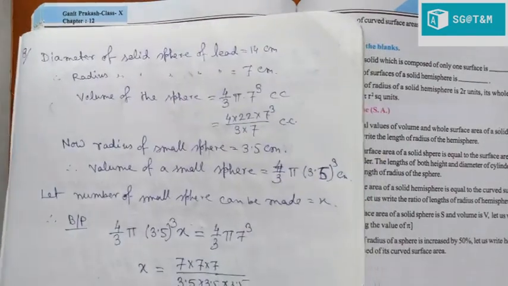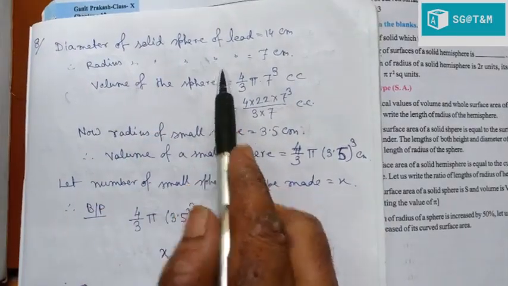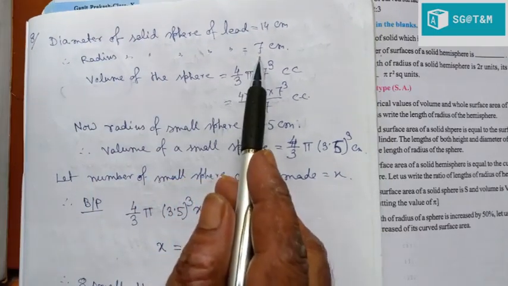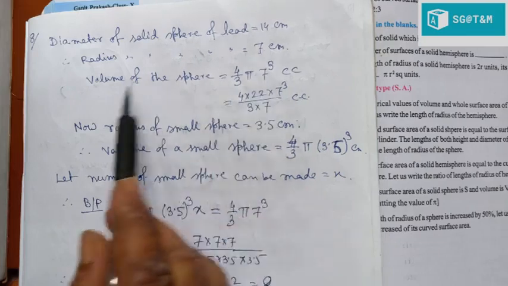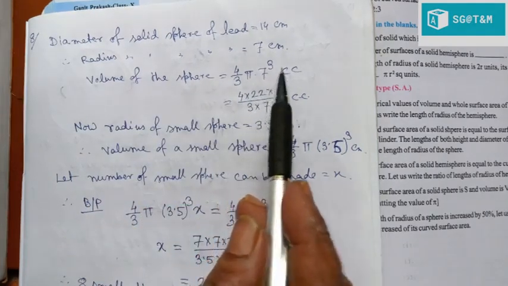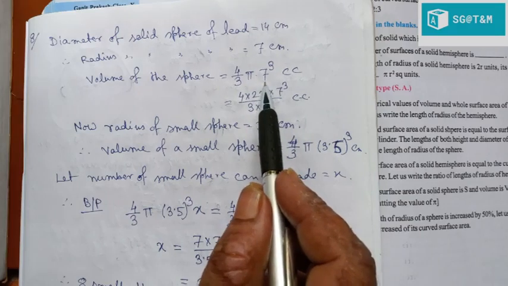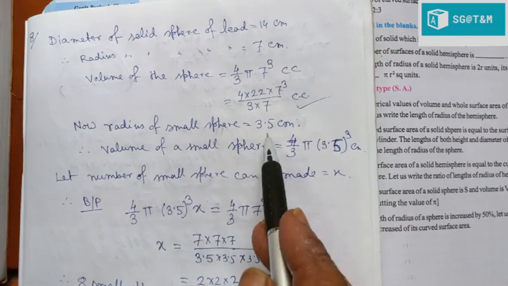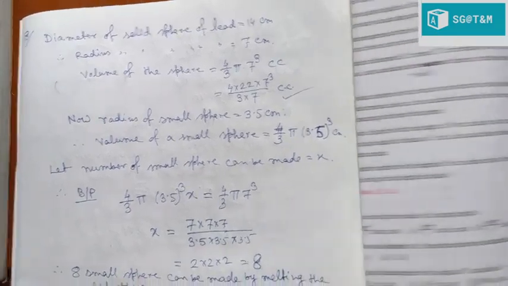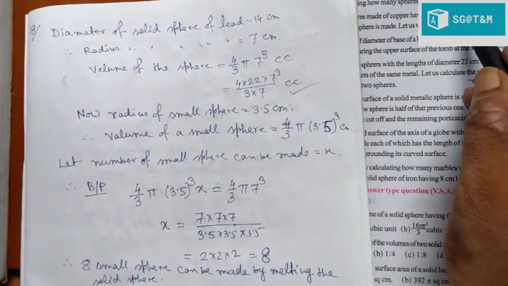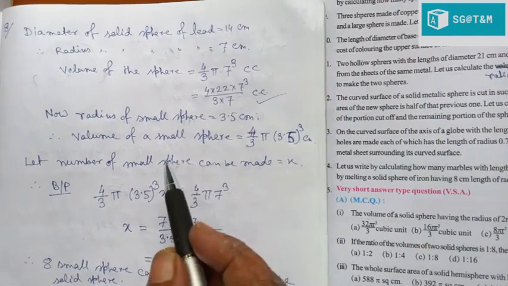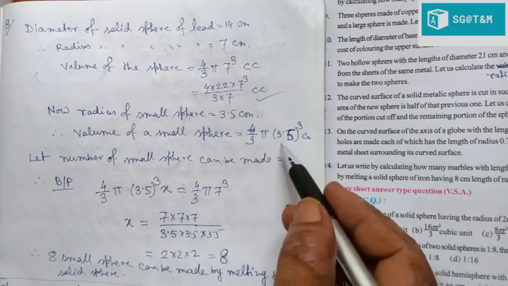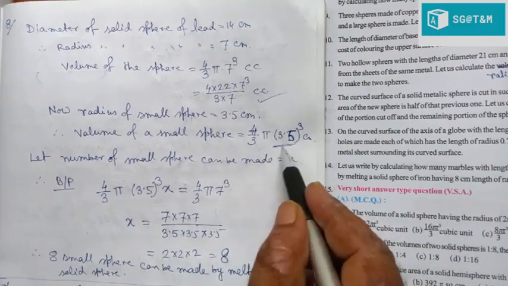This is problem number 8. The diameter of the solid sphere of lead is given, 14 centimeter. We know that half of the diameter is equal to the radius, so the radius is 7 centimeter. The volume of the sphere is 4/3 pi r cube. Using this formula, here r is 7, so 7 cube. Now the radius of the small sphere is already given, 3.5 centimeter. Therefore, the volume of one small sphere is 4/3 pi r cube, where r is 3.5.